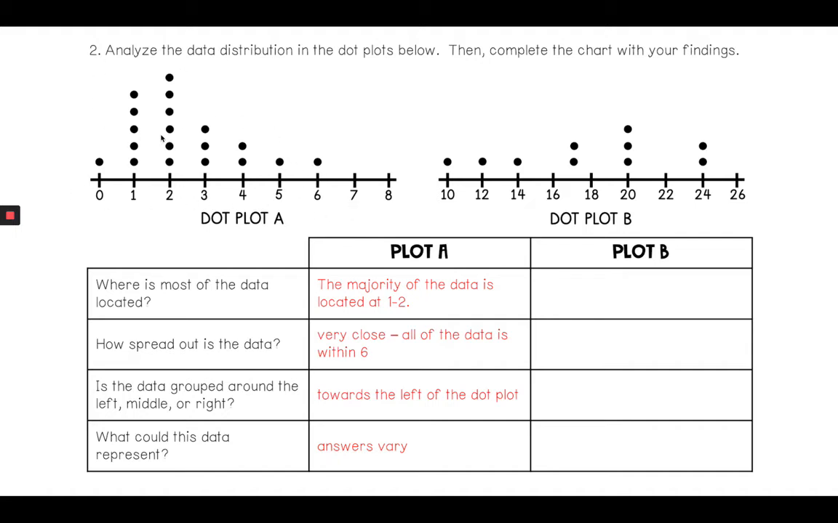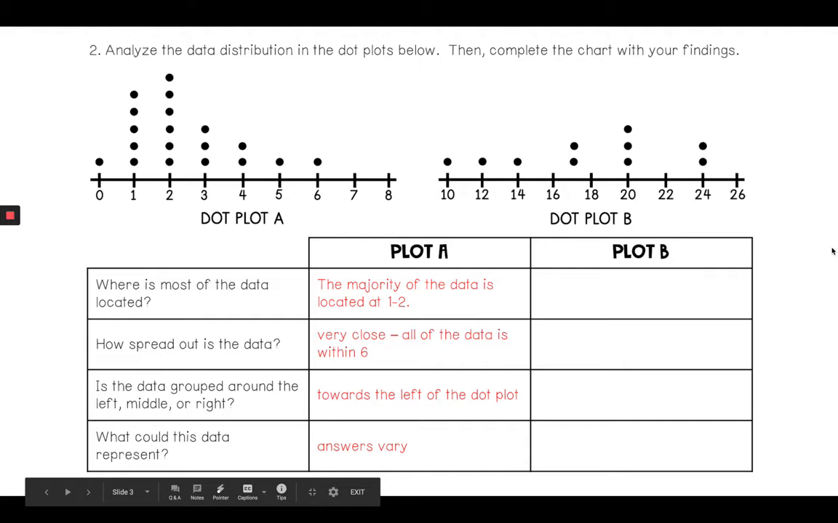We could also say, being ridiculous here, that this dot plot represents the number of boxes of cereal people have in their home. Well, there's a person that doesn't have any boxes of cereal, or there's several people that have 1 box of cereal, and there's one family that has 6 boxes of cereal at home. So, I mean, it could be viewed any different way. Okay? So that's why answers may vary for this information.